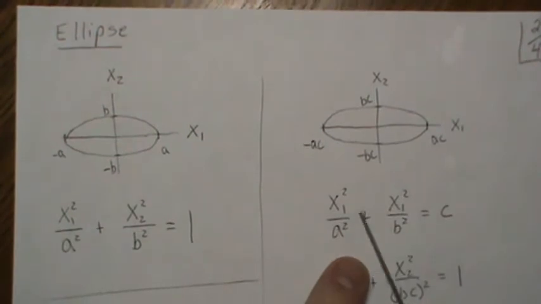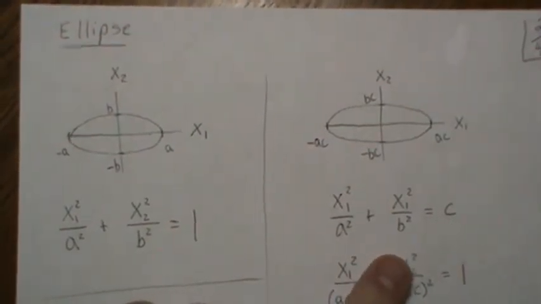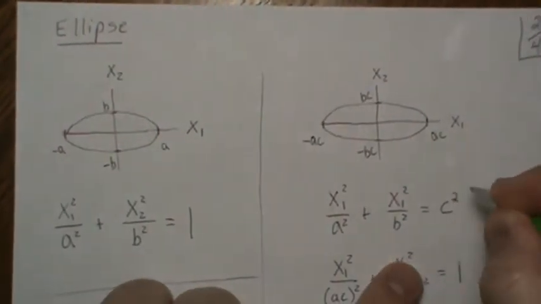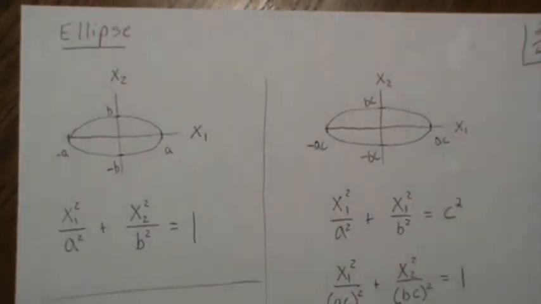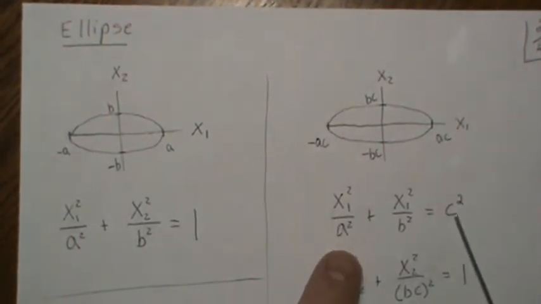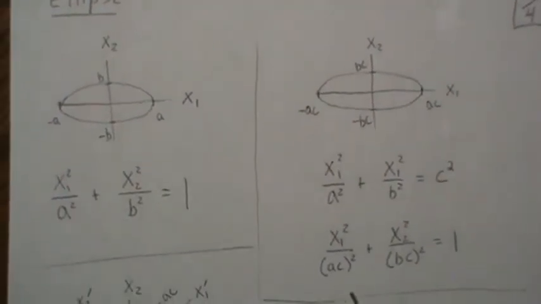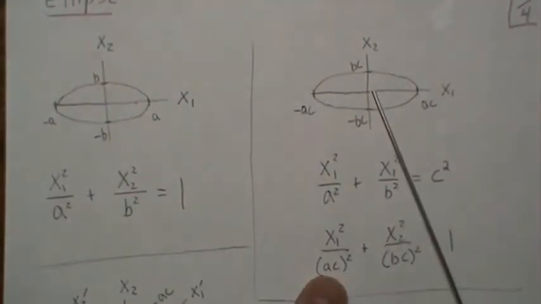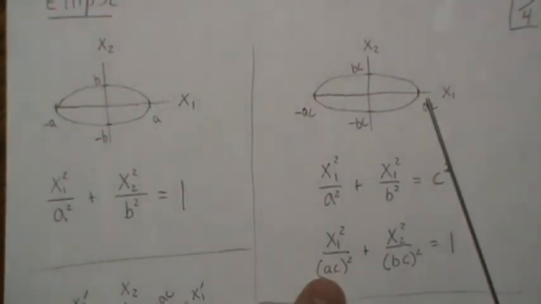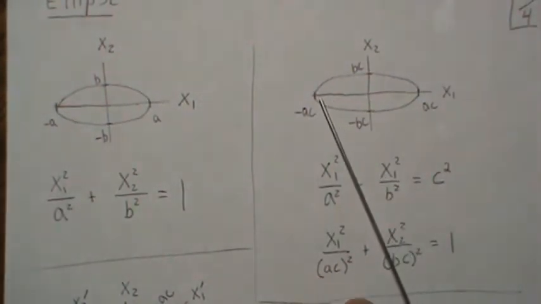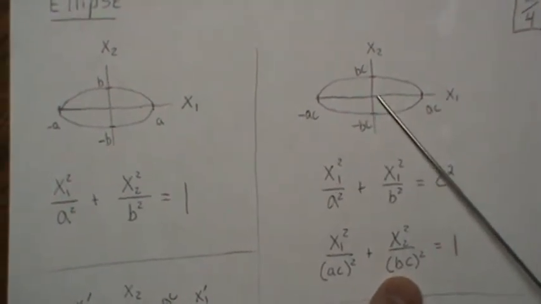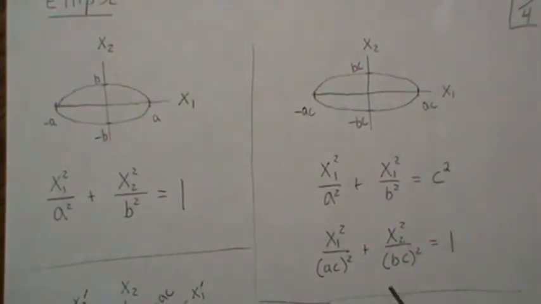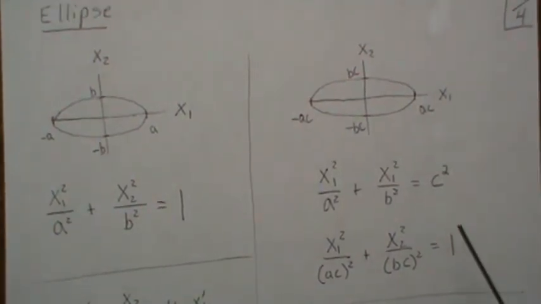So, but what if we have this equal to c? Let's put a squared there. How does that change it? Well, if we divide everything by c squared, we get this, which means we're in the standard form. So this ellipse has a length of a times c, and this is a times c, and this is b times c, this length, and this is b times c. And we'll see things like this when we're developing principal components.